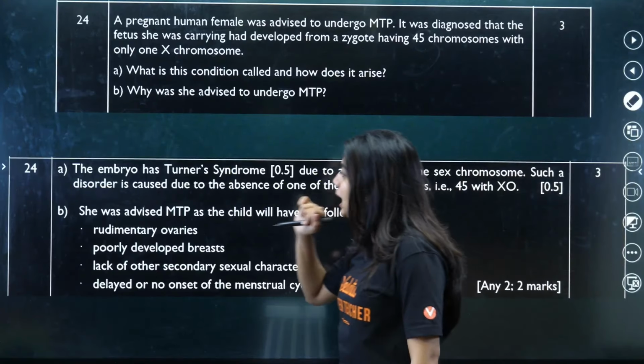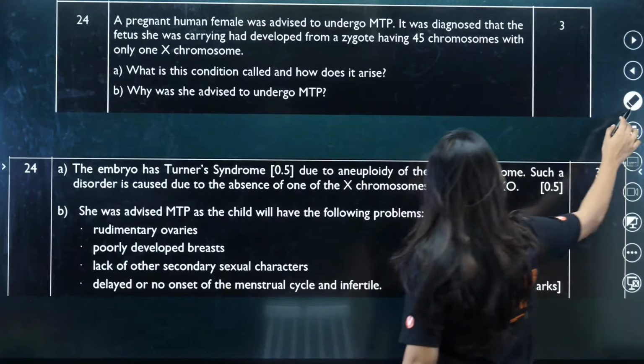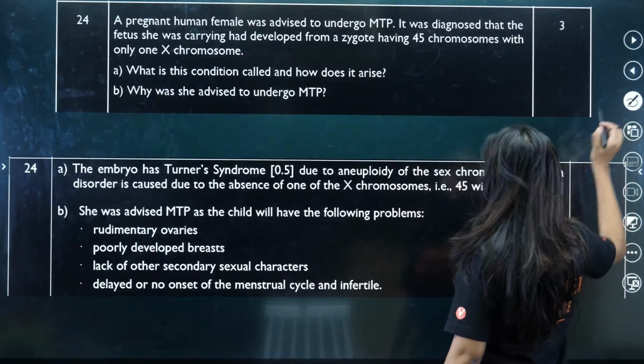Yes, okay. Look here. The embryo has Turner syndrome. That means one chromosome is lacking, right? It's 45. Due to aneuploidy of the sex chromosome, such a disorder is due to the absence of one of the X chromosomes. That is 45, XO. Now, why is she advised to have MTP?